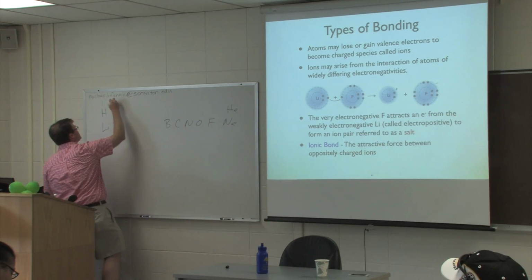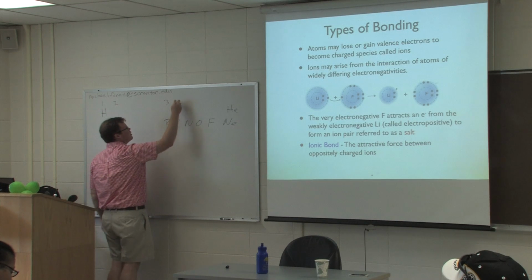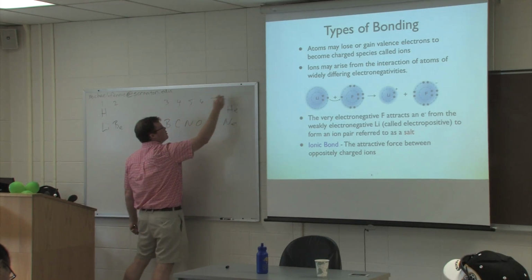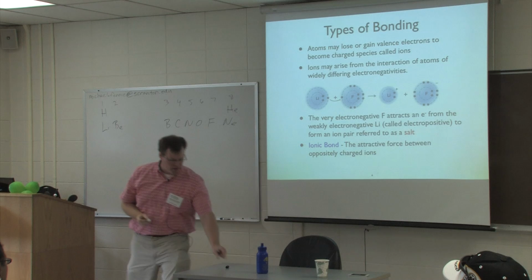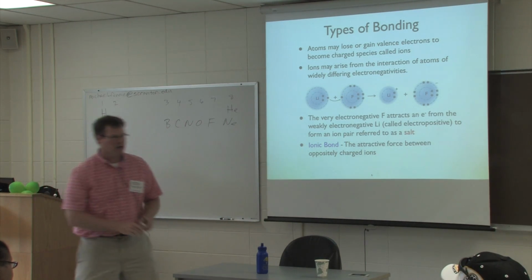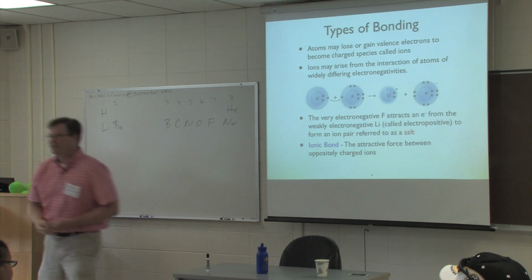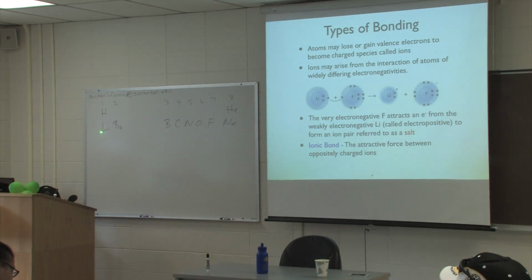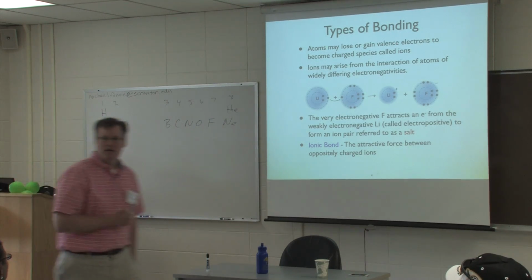Our group numbers. Again, I'm using the traditional values rather than the new and improved values that the IUPAC is trying to enforce on us. Okay? So if we look over at lithium, how many valence electrons should lithium have according to our periodic table? And fluorine has how many?